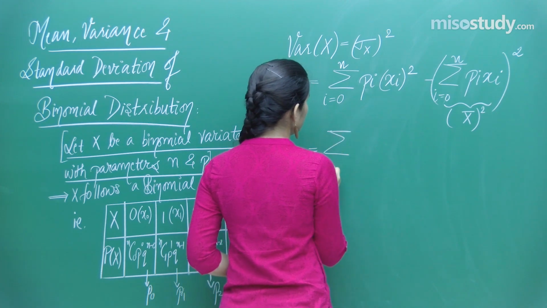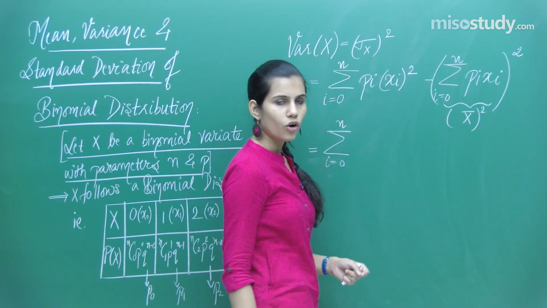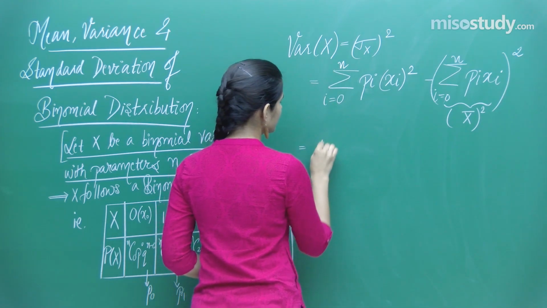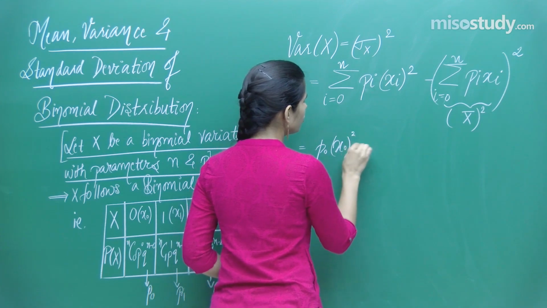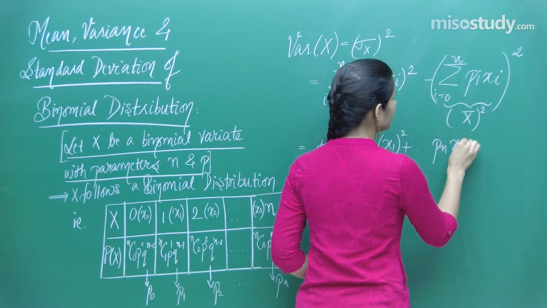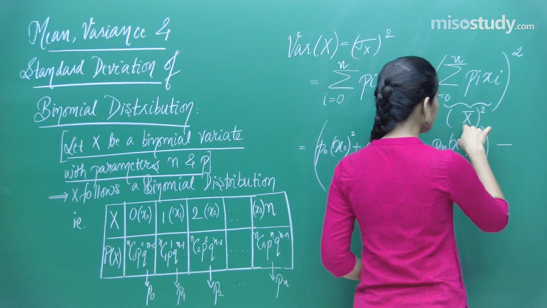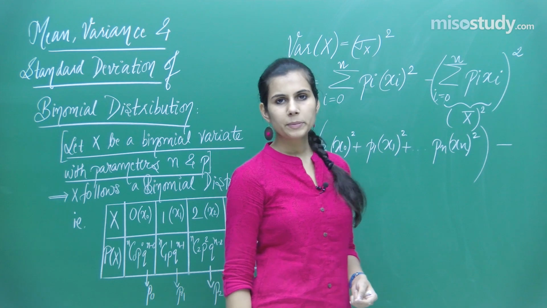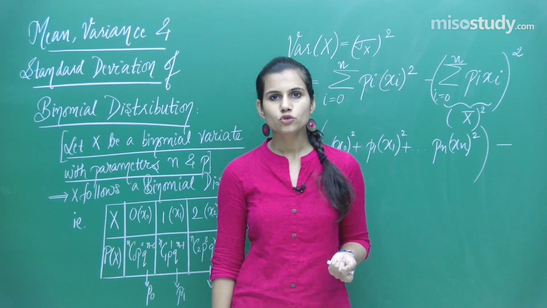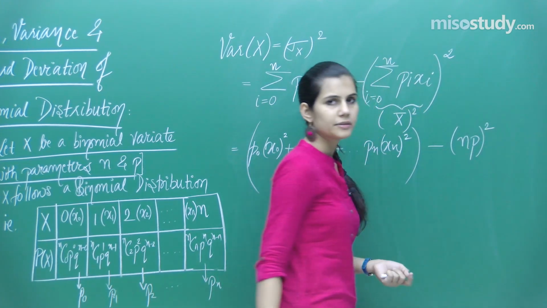So summation, i running from 0 to n, or rather than that, let's try to understand it by opening this up. This will be P naught x naught whole square plus P1 x1 whole square plus and so on, Pn xn whole square, minus mean whole square. What is the mean when x is a binomial variate with parameters n and p? It is n into p. We just evaluated n into p, mean square.